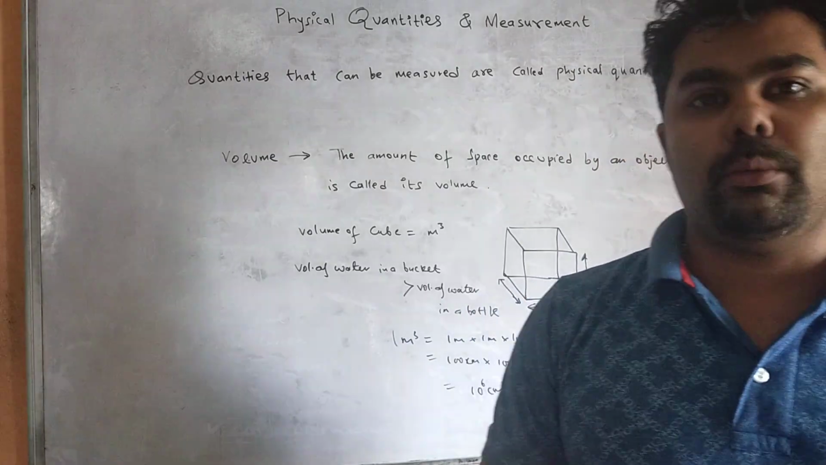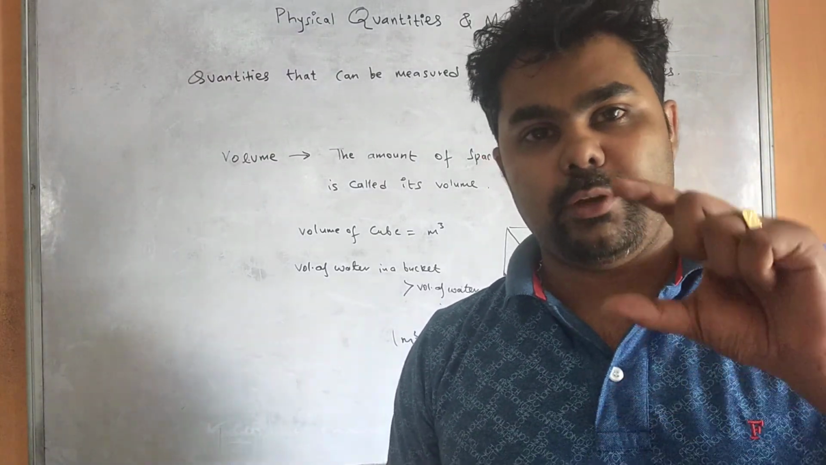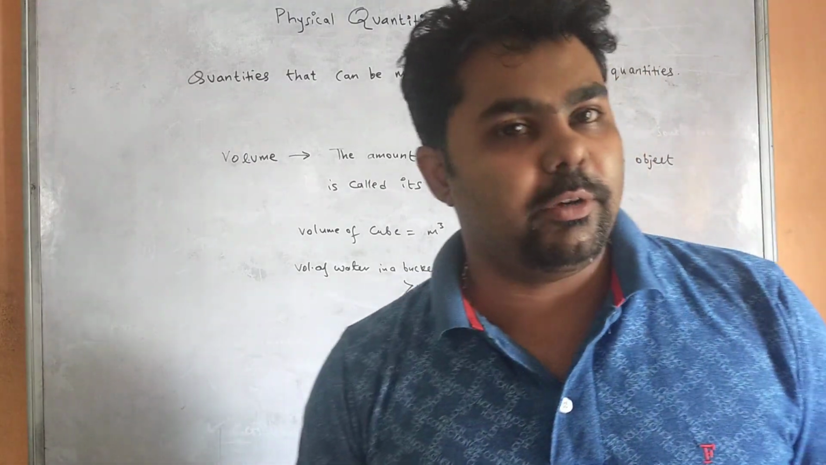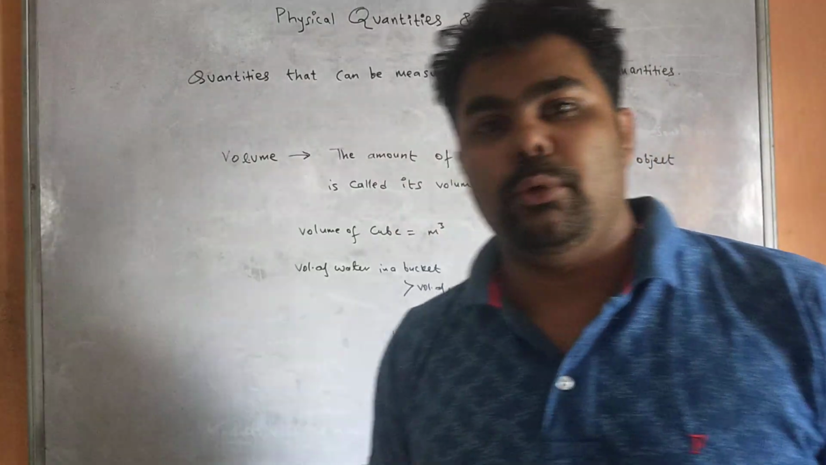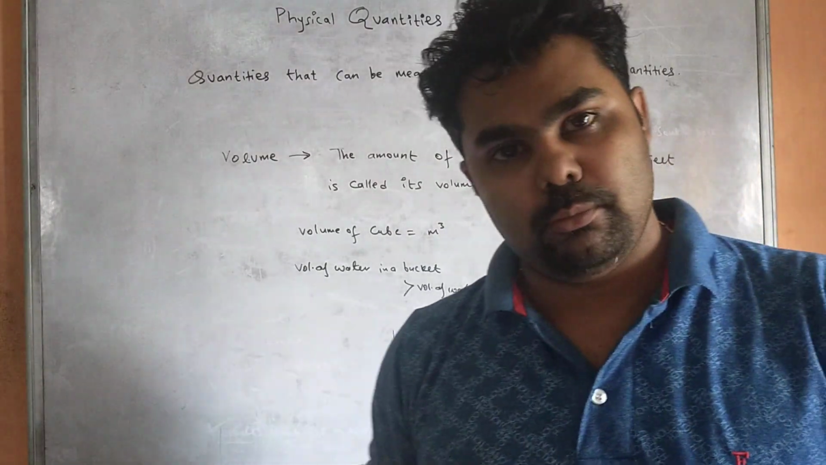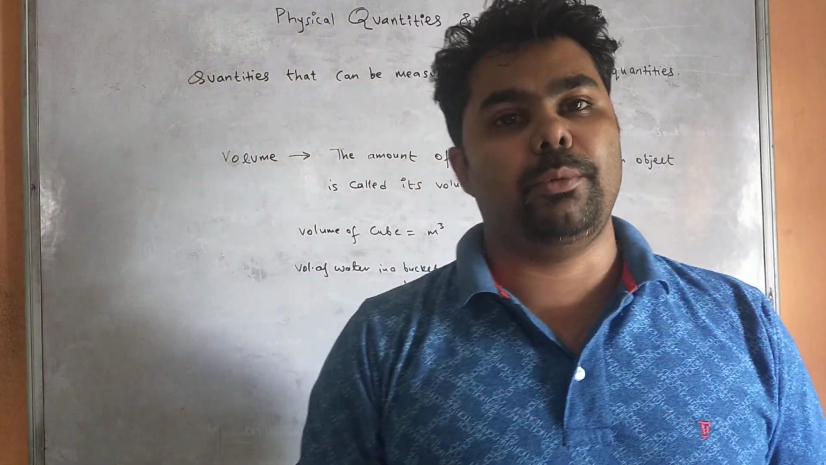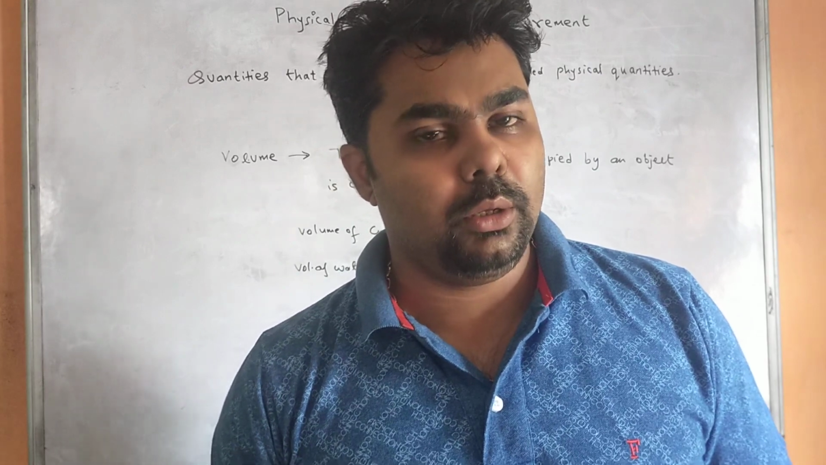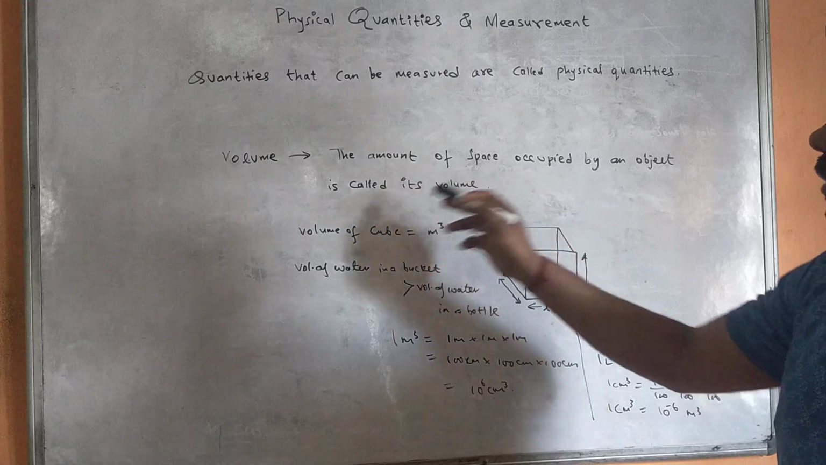Now if any object is very small, like a brick, that means dimensions are very small, that means length, breadth and height are very small. So in that case we calculate in terms of centimeter, so that time we will find centimeter cube. If the objects are big, then it will be in meter cube, and smaller objects will be in centimeter cube. So the amount of space occupied by an object is called volume.